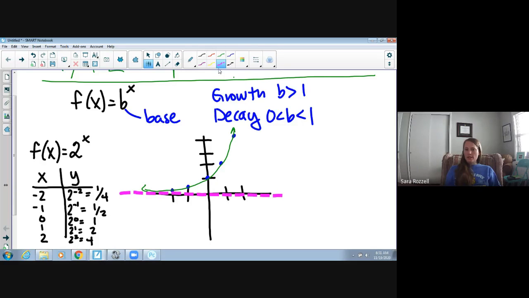Okay. It's important to note your y-intercept. If there is not a number in front of your base, your y-intercept is always going to be 1 because any number to the 0 power is 1. So just remember when you're looking at graphs that the y-intercept is going to be 1 if we don't have numbers in the front or if it hasn't been shifted around.